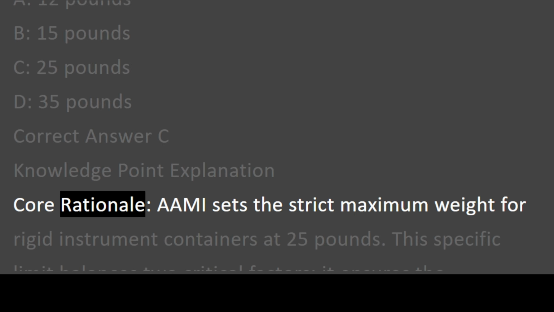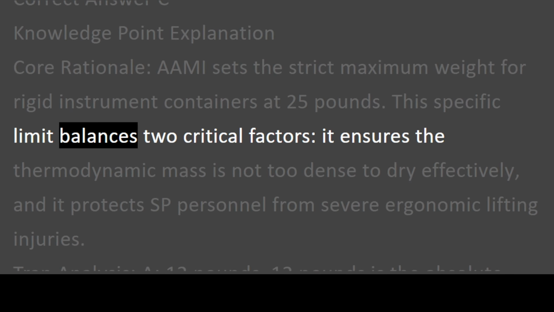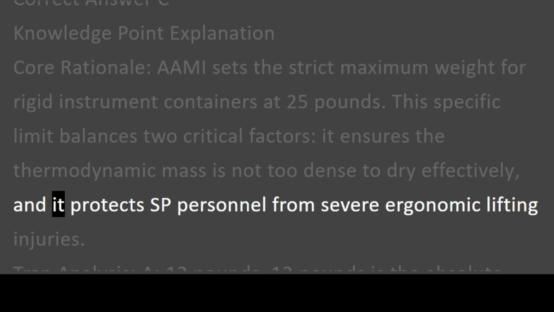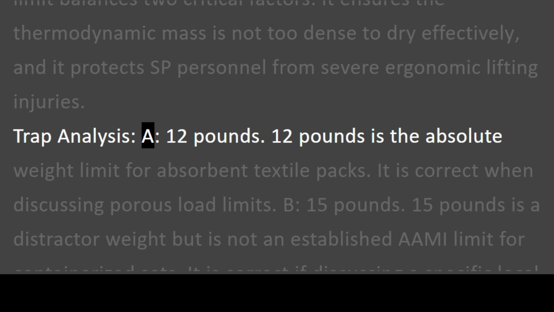Core rationale. AAMI sets the strict maximum weight for rigid instrument containers at 25 pounds. This specific limit balances two critical factors. It ensures the thermodynamic mass is not too dense to dry effectively, and it protects SP personnel from severe ergonomic lifting injuries. Trap analysis. A.